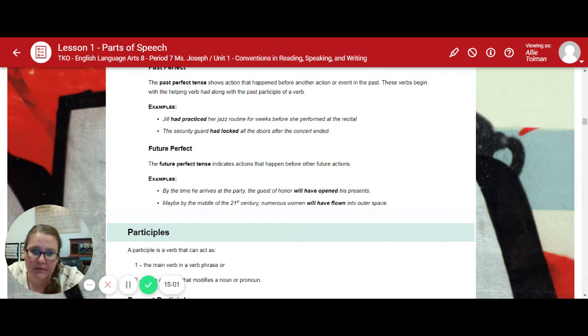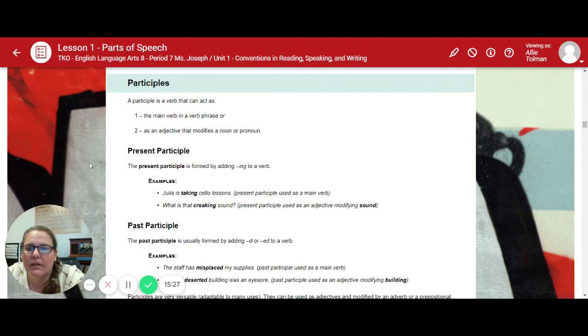Now, future perfect. The future perfect tense indicates actions that happened before other future actions. So our examples here are: by the time he arrives to the party, the guest of honor will have opened his presents. Maybe by the middle of the 21st century, numerous women will have flown to outer space.